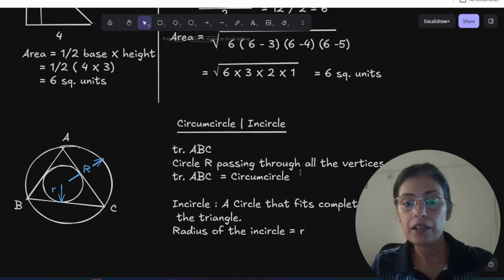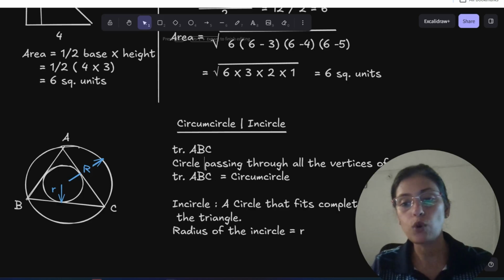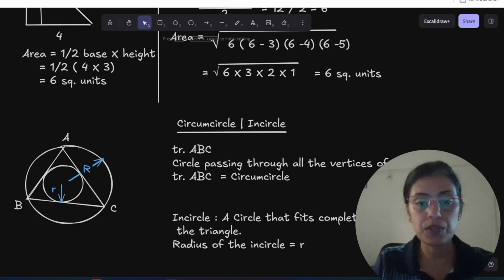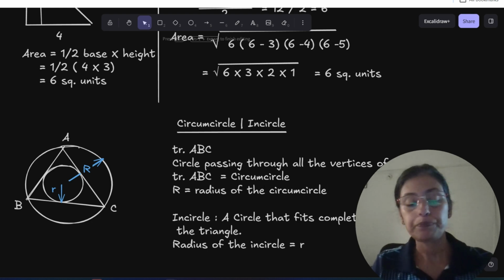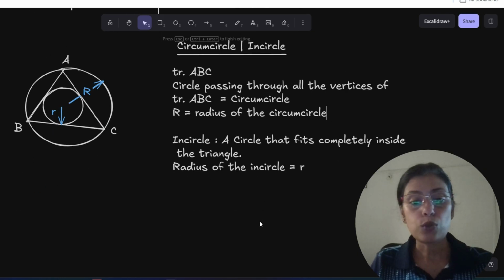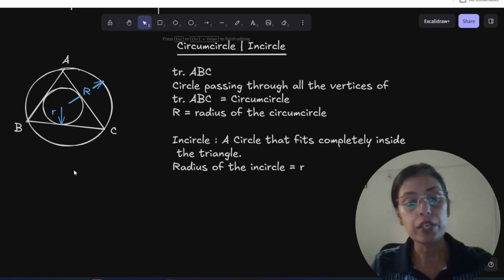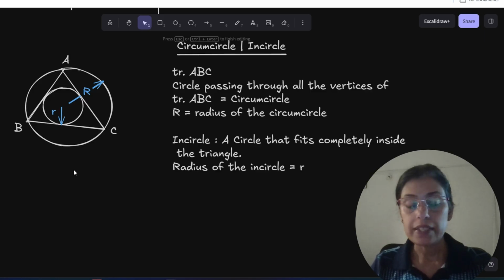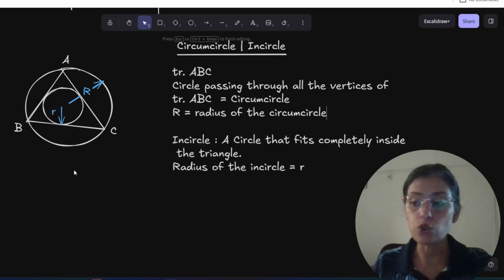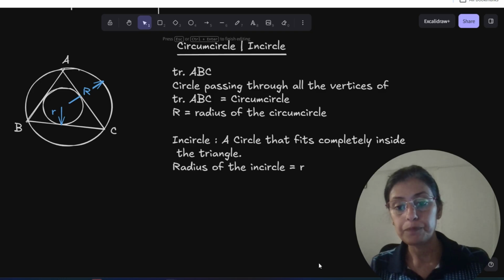Okay, and here, I've written circle R, but basically it is the circle passing through all the vertices of triangle ABC, and it is called circumcircle. R is the radius of the circumcircle. So we had also learned, right, that there is a unique circle passing through 3 non-collinear points. Now 3 non-collinear points form a triangle. So there is a unique circle passing through the vertices of a triangle, and that unique circle is called the circumcircle.